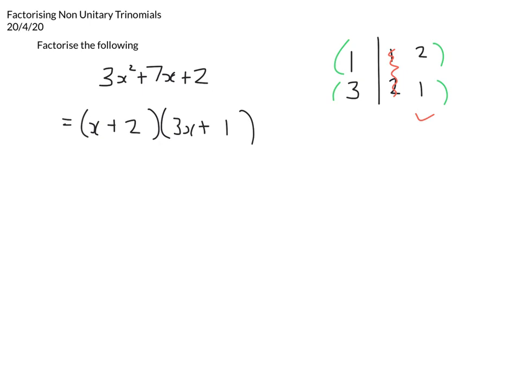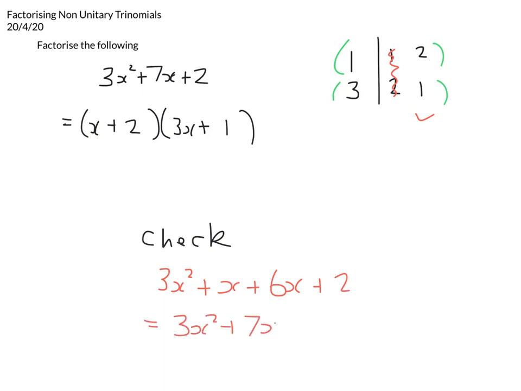We can check that by multiplying out our brackets, and I'd encourage you to do this. If we were to multiply it, we would do x times 3x, which is 3x squared, x times 1, 2 times 3x, 2 times 1. And that would give me 3x squared plus 7x plus 2. We should always do that recheck to make sure we get back to what we started with. We'll have a look at one more example.